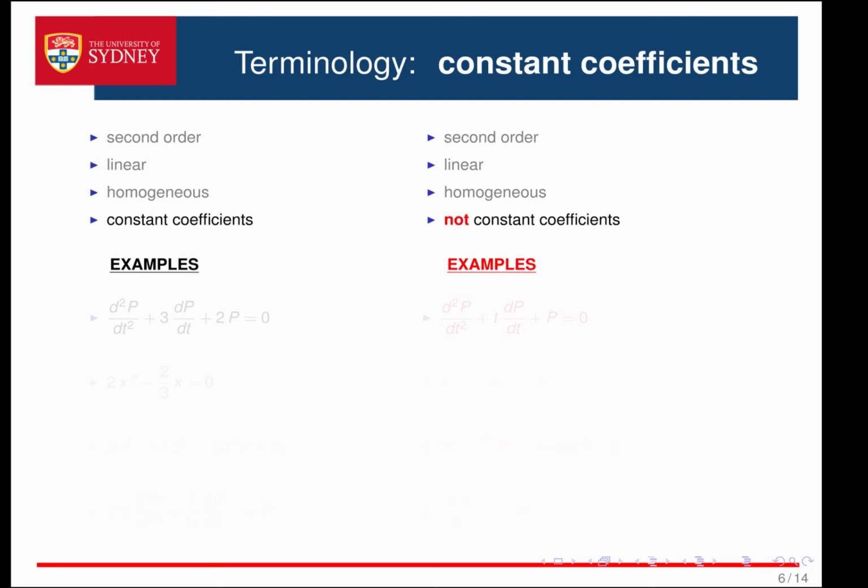Here, we will give examples of second-order linear homogeneous constant coefficient DEs and compare them with DEs that do not have constant coefficients. This is a constant coefficient DE because the coefficient of each term is a constant. Whereas in this equation, the coefficient of the derivative dp/dt is t, which is not a constant. This is a constant coefficient DE because the coefficient of each term is ultimately just a number. Whereas in this equation, the coefficient of x is t.